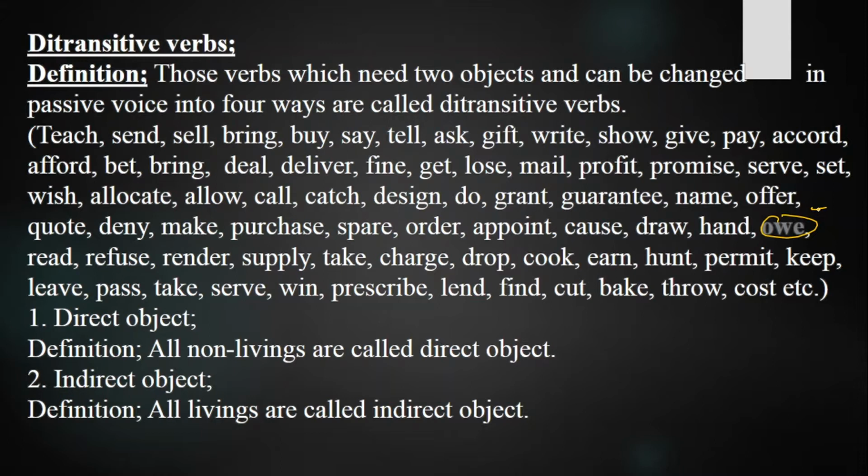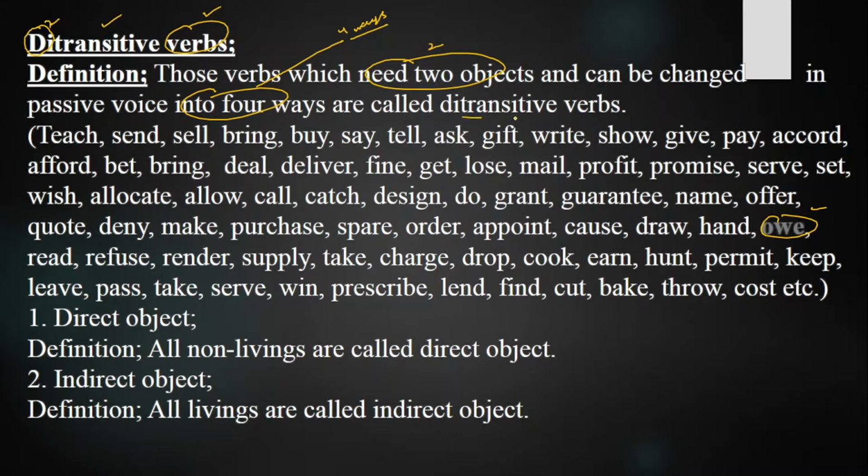Before starting that, we will take a glance at the definition of ditransitive verbs. Di means two; a transitive verb is a verb which shows an action and can be changed into passive voice. So those verbs which need two objects and can be changed into passive voice in four ways are called ditransitive verbs.